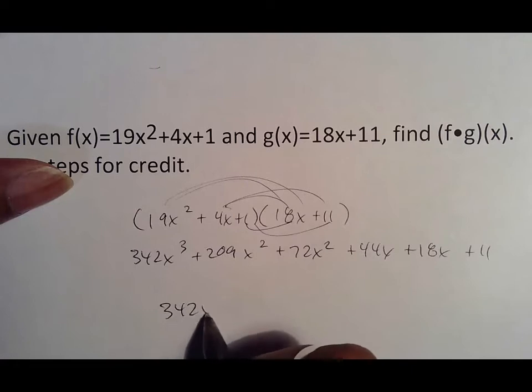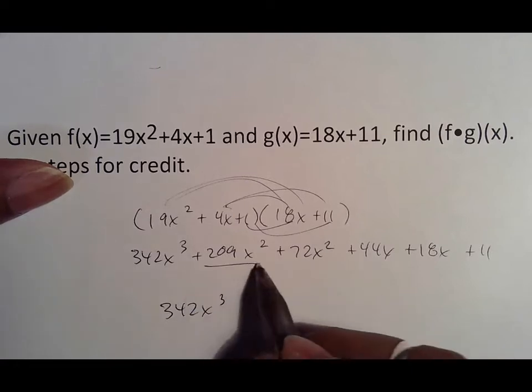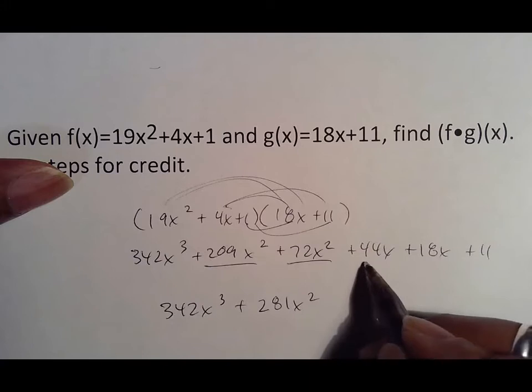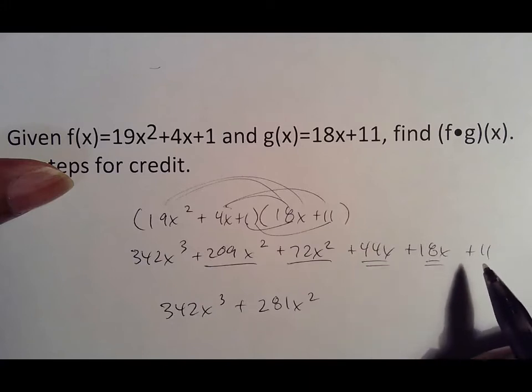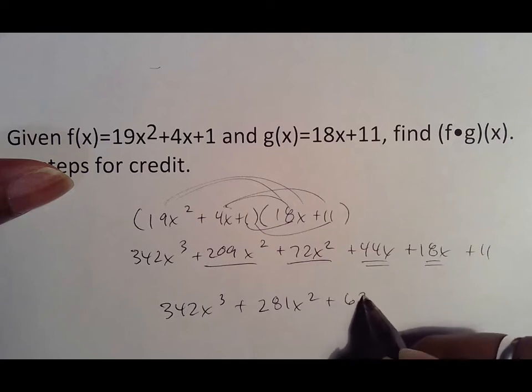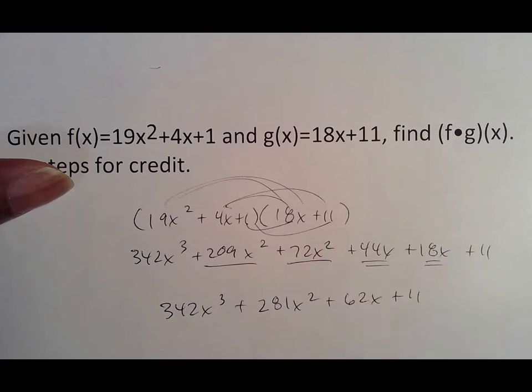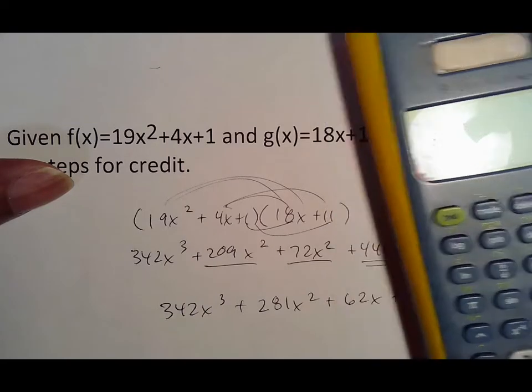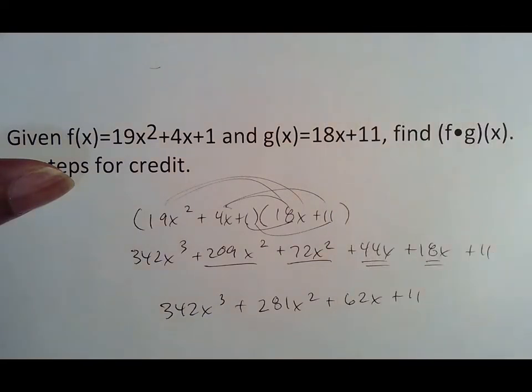So 342x to the third plus 281x squared. 44 and 18 would make 62, I think, and then 11, I believe. So 44 and 18, just to make sure. Yep. And then 209, 72, I'm pretty sure.